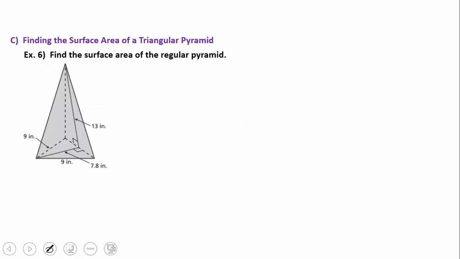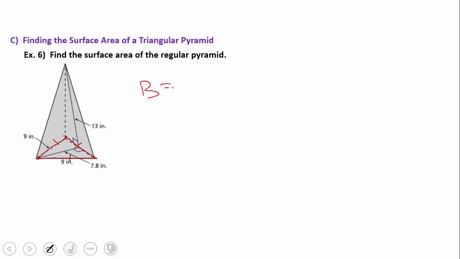So ladies and gentlemen, we're going to find the surface area of a triangular pyramid, and it says that the pyramid is a regular pyramid. What does that mean? That means the triangular shaped base, this part right here, is regular. That means all three sides are the same length. That means it's an equilateral triangular base.